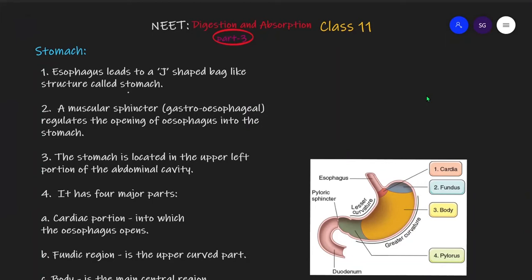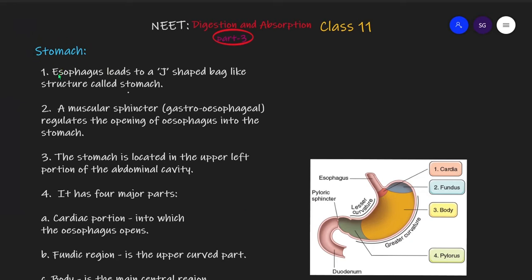Today we will continue with digestion and absorption. In our last lecture, we covered some part of the alimentary tract, in which we covered the mouth, oral cavity, pharynx and esophagus. And we ended our last lecture at the point where the esophagus enters into the stomach. Now we will continue with the stomach.